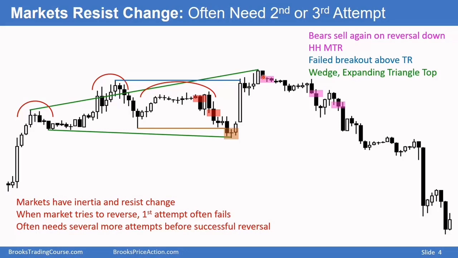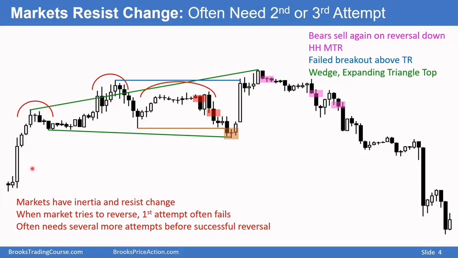It's no longer a head and shoulders top, but it is a consecutive tops pattern. We had a top attempt here, a head and shoulders top, and now we have a second top. We have a second entry short, failed breakout above a trading range. Also, it's an expanding triangle top. We have a high, we have a higher high, and we have a third higher high. We have a low, we have a lower low. An expanding triangle top, it's also a type of higher high major trend reversal.